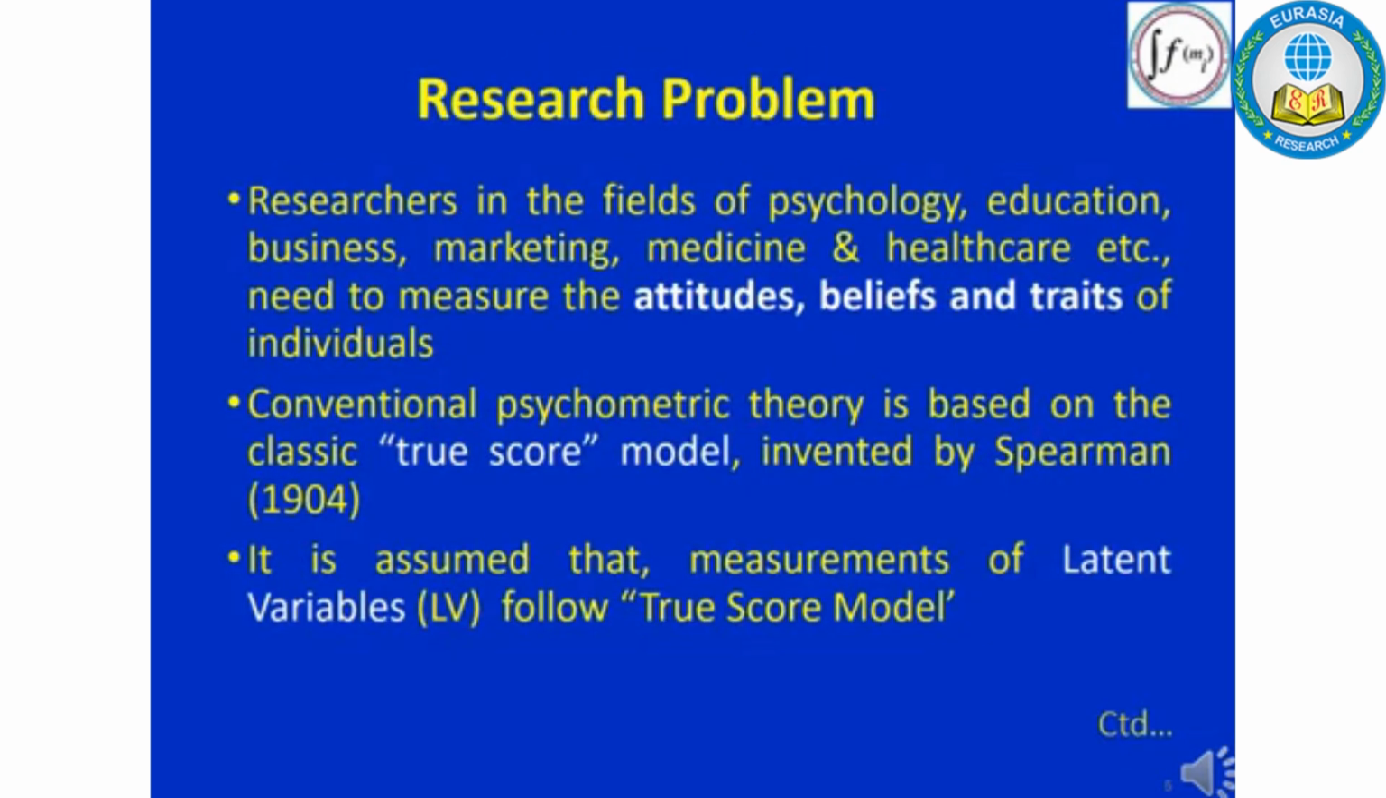What was the research problem of developing the Sama Radial Indicator? As I told you, researchers in the fields of psychology, education, business, marketing, medicine, and healthcare, like so many areas of studies, need to measure the attitudes, beliefs, and traits of individuals. Conventional psychometric theory is based on the classic true score model invented by Spearman, 1904. It is assumed that measurements of latent variables follow the true score model.